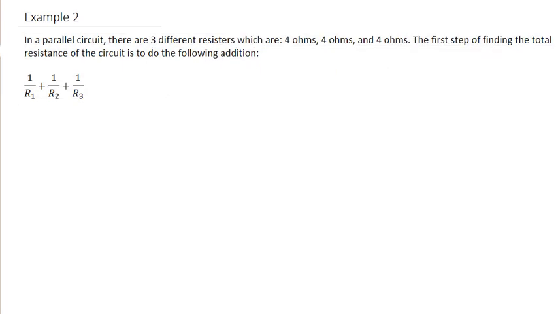So example 2. In another parallel circuit, there are 3 different resistors, which are 4 ohms, 4 ohms, and 4 ohms. The first step of finding the total resistance of the circuit is to do the following addition. So here we have to also substitute in the 4 for each R value we see. So it's 1/4 plus 1/4 plus 1/4.